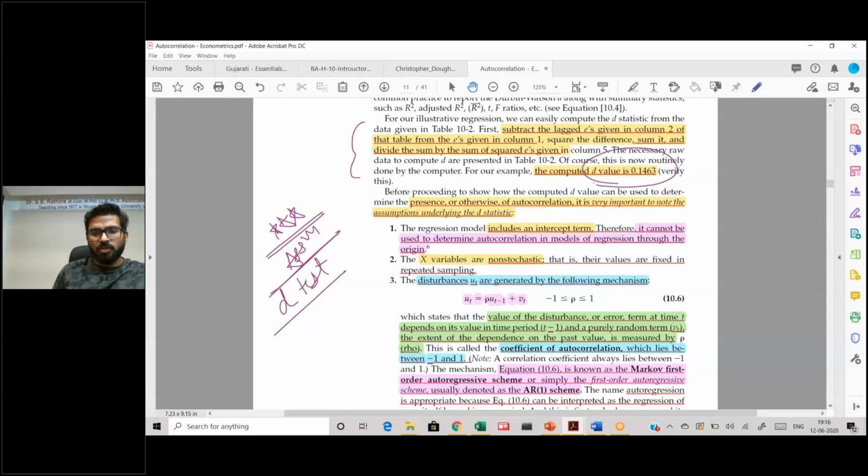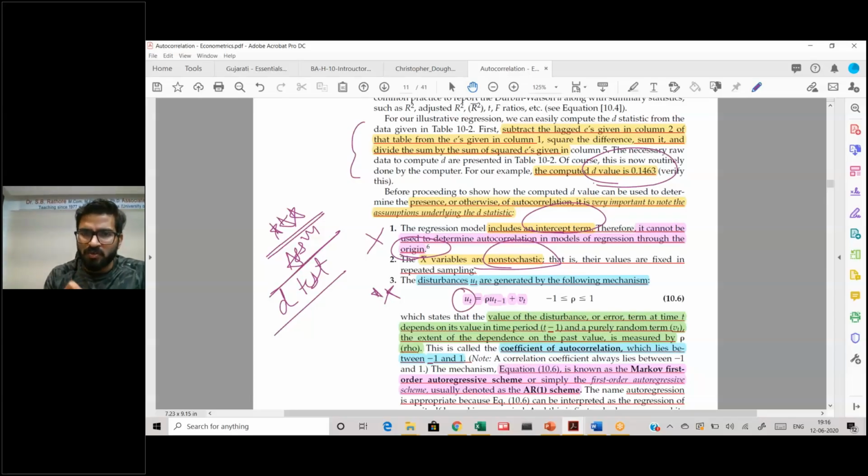Now, what is the first assumption? The first assumption is that the D test or the D statistic can only be calculated in a regression model which has an intercept term. If the regression model is a regression through origin, you cannot run the D test. So that is your first assumption. Your second assumption is that your X variables have to be non-stochastic, which is a very familiar assumption from the CLR.